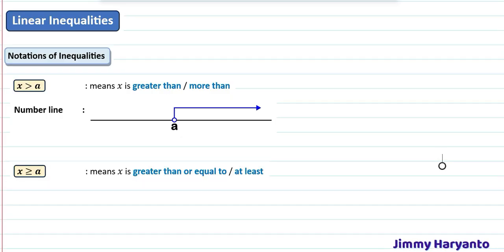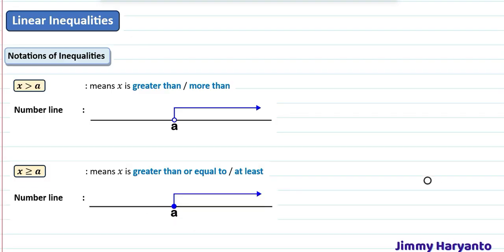Okay, next is X greater than or equal to A. That means X is greater than or equal to A, or maybe at least A. And then the number line will be like this.